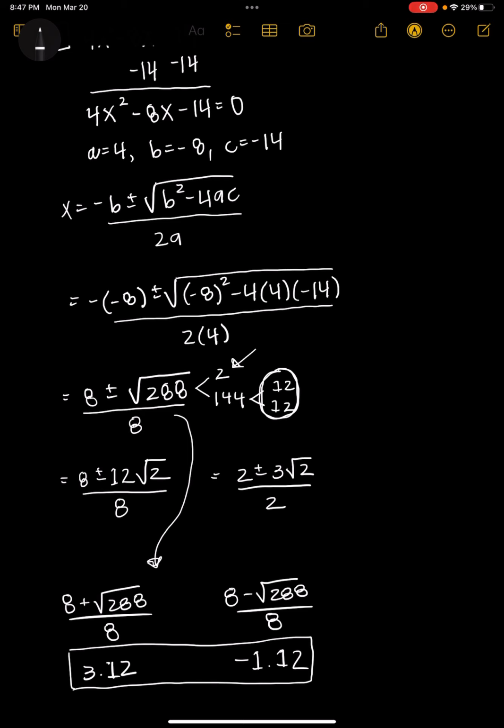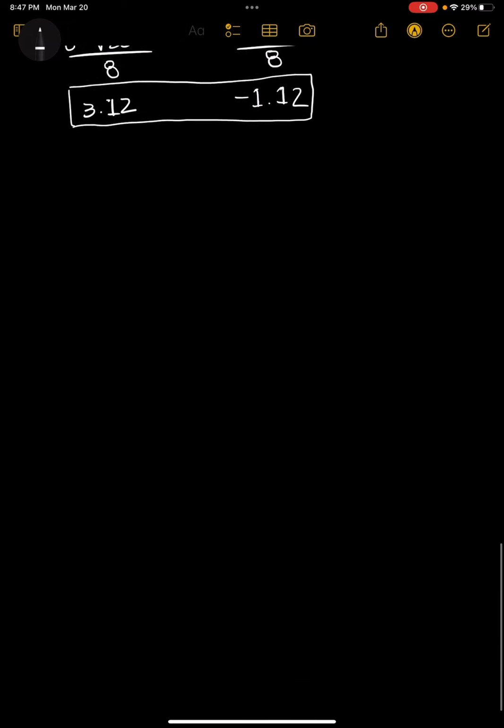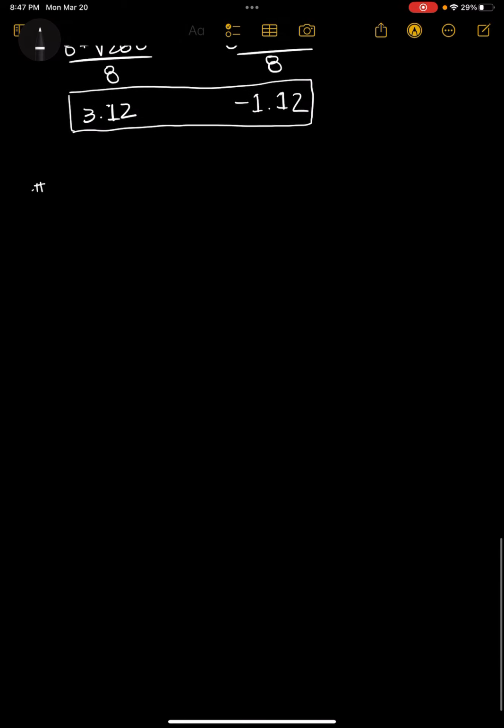Okay, let's talk about that last example. So example number 4 is 6x squared plus 12 equals negative 2x. Once again, we want to get this into standard form.